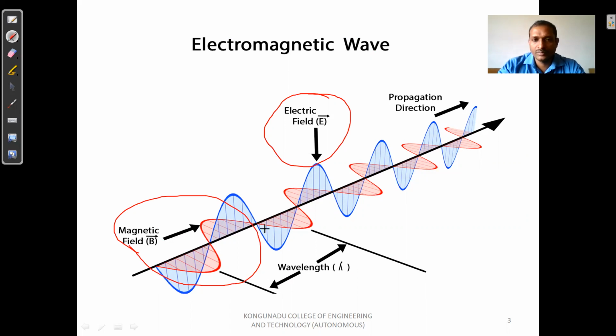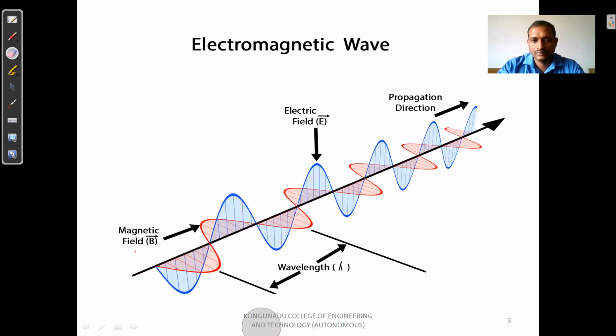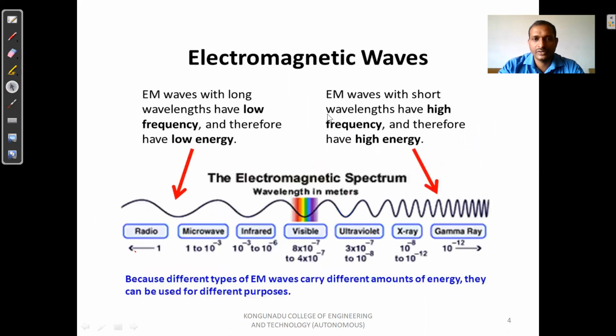So two important parameters for electromagnetic waves: one is wavelength, another one is frequency. Depending upon frequency and wavelength, it has either less energy or more energy. So next one is the different types and applications of electromagnetic waves. Under the electromagnetic spectrum, electromagnetic waves are classified into different types based on frequency and wavelength.